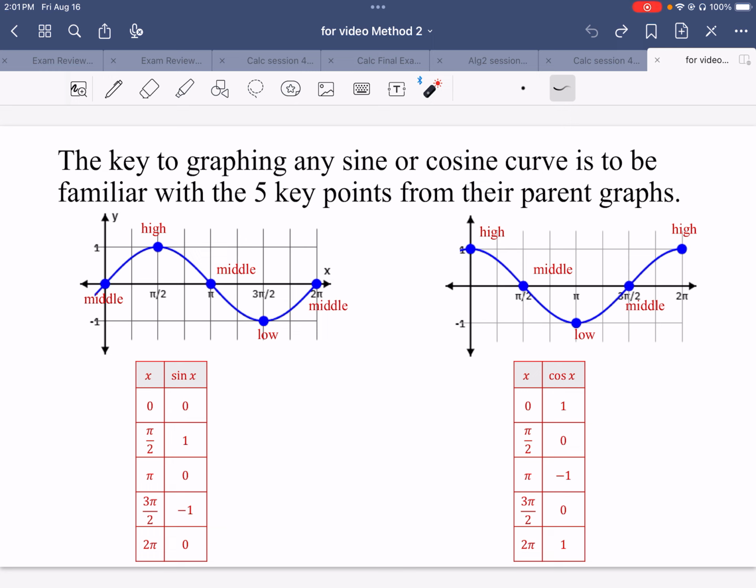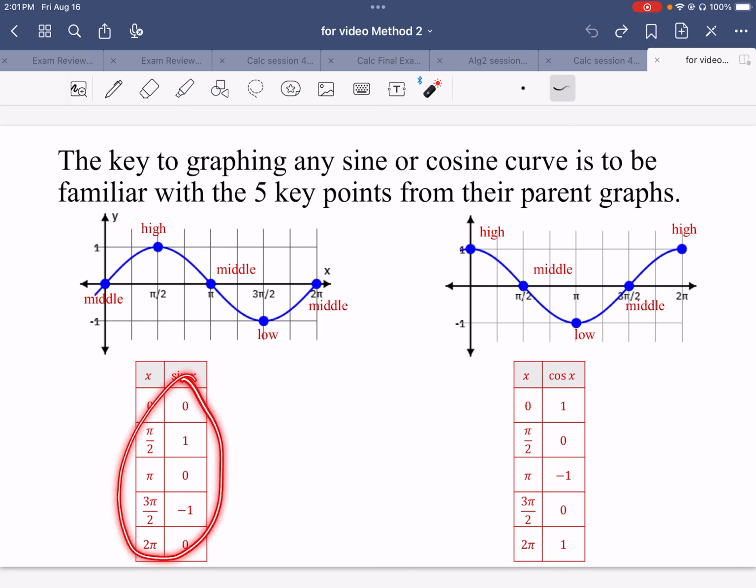So when I introduce the sine curve, I often talk about how it starts in the middle and then it goes high and then back to the middle and then low and then back to the middle. And so that's always going to be the pattern for a sine curve. And the cosine curve has a different pattern where it starts high and then goes to the middle and then low and then back to the middle and then high. And then I'll call these the 5 key points.